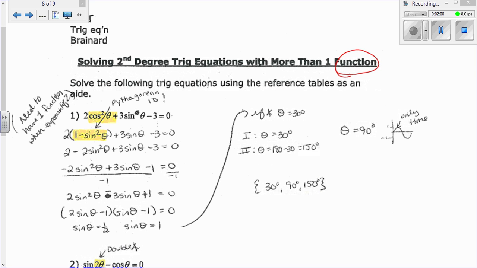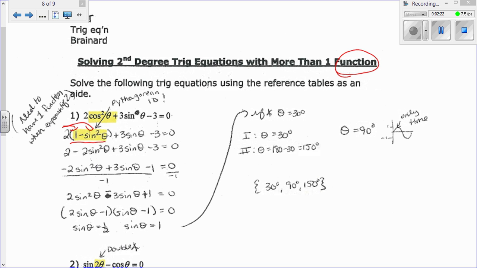Okay, so you can see that here. This is my Pythagorean identity. I had a 2 out in front, so I still have to keep the 2 out in front. And I bring my 3 sine theta down, minus 3 equals 0. Then I need to distribute this 2. And that'll give me 2 minus 2 sine squared theta plus 3 sine theta minus 3 equals 0.